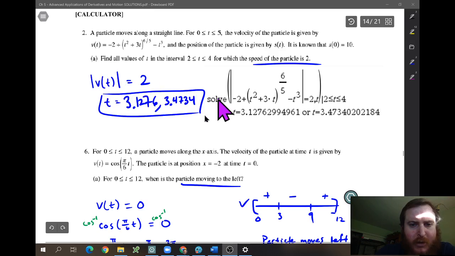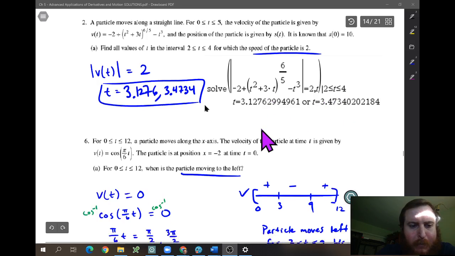You can just do this on your calculator, the solve button, and we're going to put the velocity formula in absolute values. That's in the same button category as the derivative and the integral symbols. It's just above. I think it's in the top right. And then we do equals to 2, comma t. Then outside, make sure we add our interval. And we get two answers, 3.12 and 3.47.